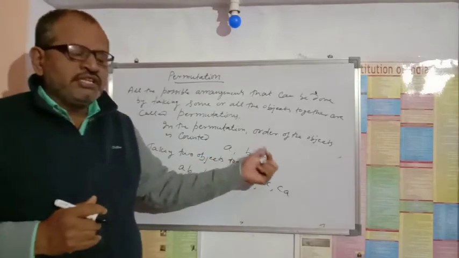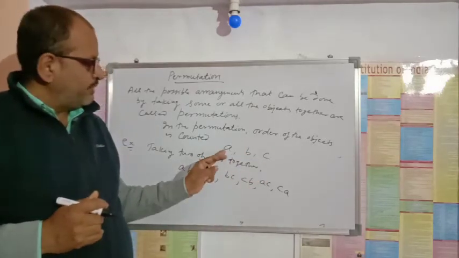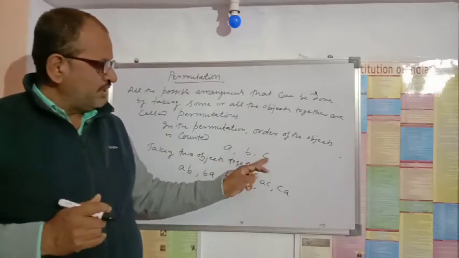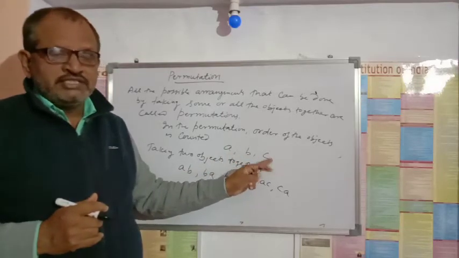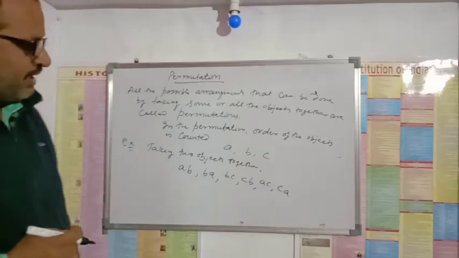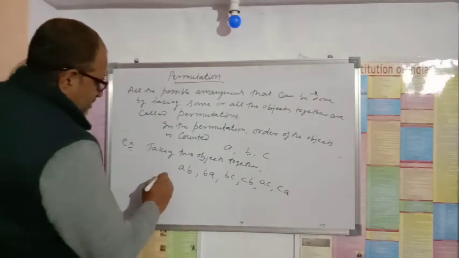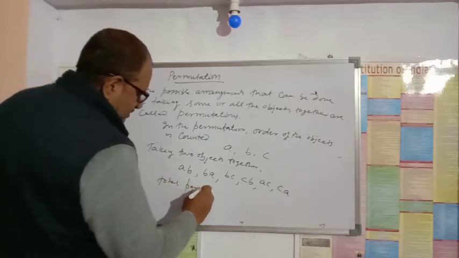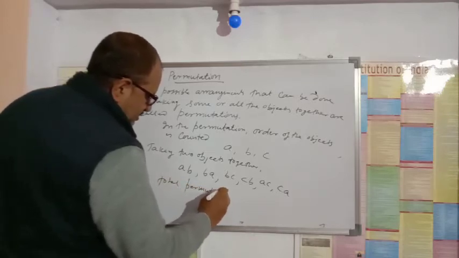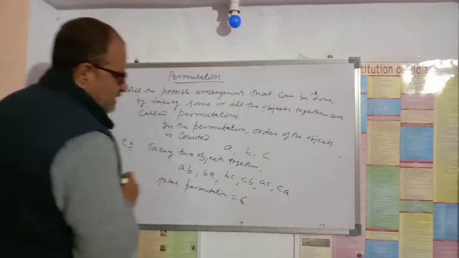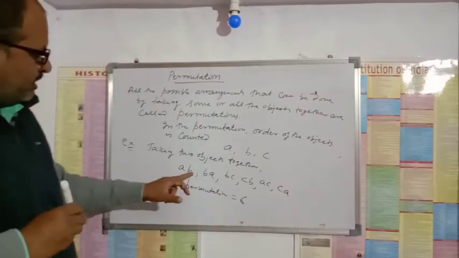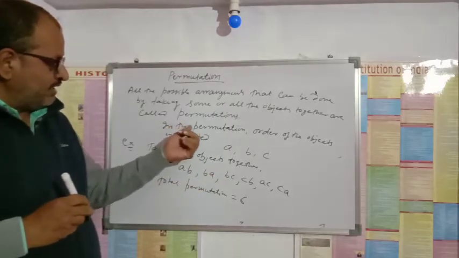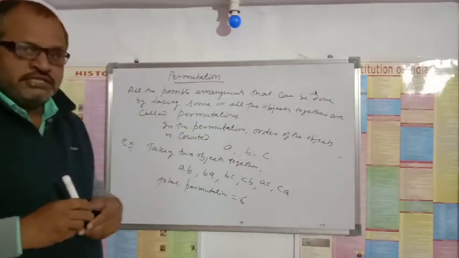We can take all the three objects together. Then how can we make the arrangement? ABC, ACB, BCA, CAB. Like this we can make the arrangement. So the total permutation is 6 here. If we change the order of the objects, we will get a new permutation. That's why in the permutation, order of the objects is counted.